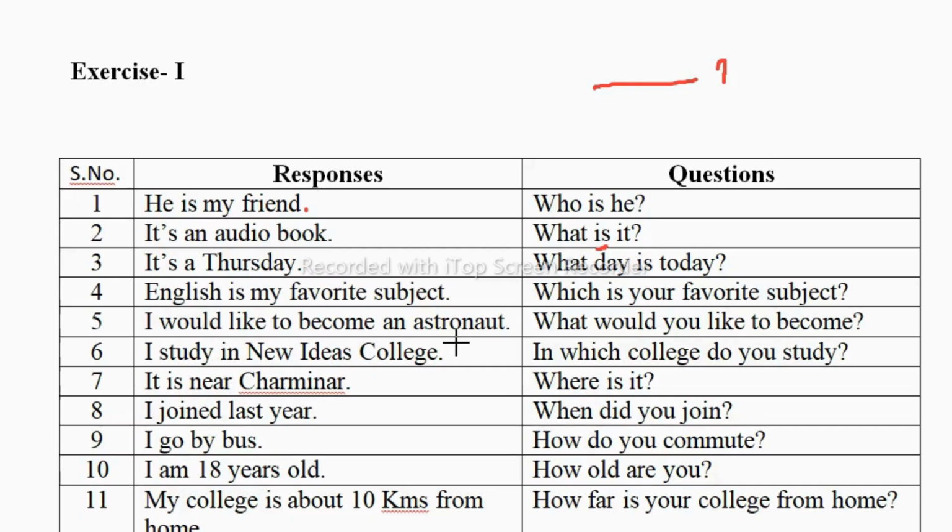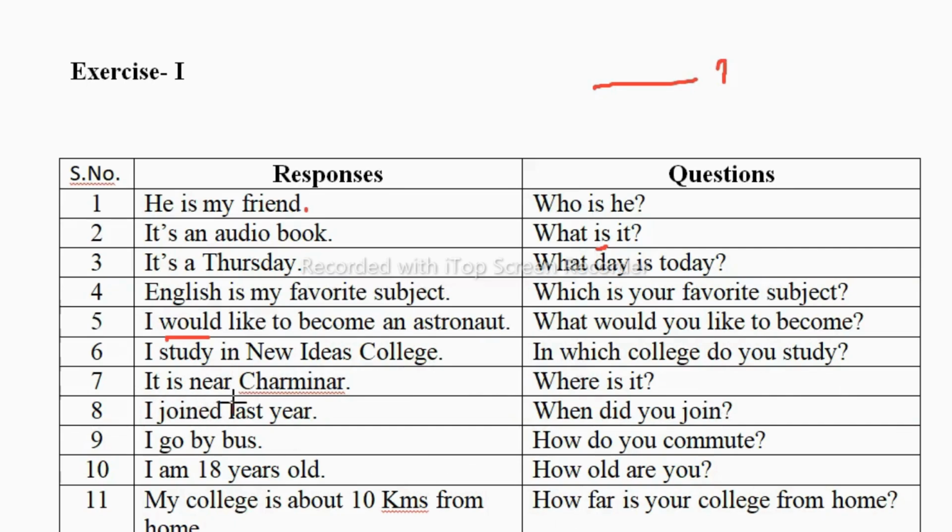I would like to become an astronaut. Here you have to use this modal verb, and with the help of this modal verb, you have to frame the question. What would you like to become? Next one, I study in New Ideas College. In which college do you study? Because there are many colleges, you are asking which college, there is a choice, that's why we are using which. In which college do you study?